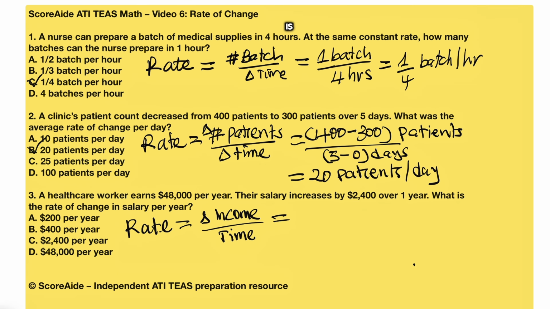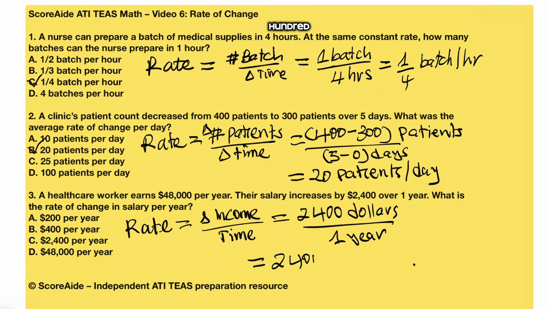The change in income is already specified, which is 2400. So there is nothing here to change. So $2,400 all this divided by the change in time, which is just 1 year, right? It's in 1 year. So you see that this answer is just gonna be $2,400 per year. So the answer is gonna be C.